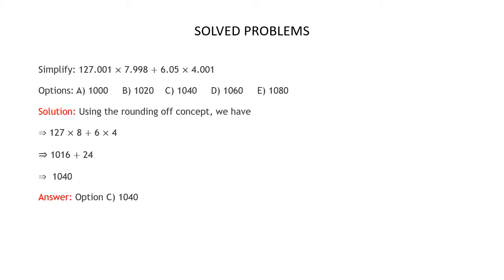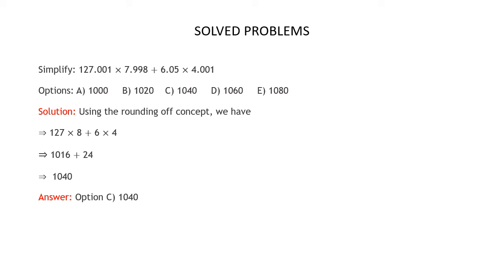127.001 can be rounded off to 127. 7.998 can be rounded off to 8. 6.05 can be rounded off to 6. 4.001 can be rounded off to 4. So now you have the expression as 127 multiplied by 8 plus 6 multiplied by 4. According to BODMAS, you have to do multiplication before addition.